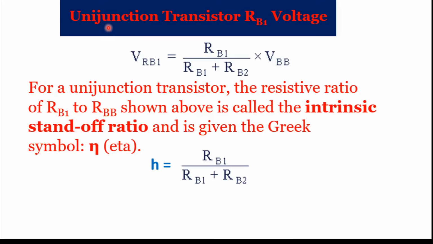In uni-junction transistor, the RB1 voltage can be calculated by this formula. For unijunction transistor, the resistive ratio of RB1 to RBB shown above is called the intrinsic standoff ratio and is given by eta. Here eta represents the parameter whose value is given by RB1 upon RB1 plus RB2.